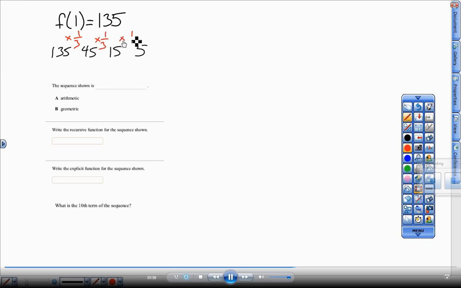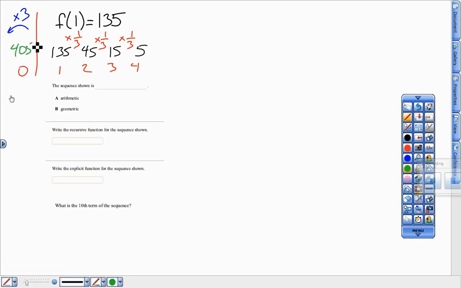If I was to go to the left, remember this is the first term. Second, third tells you it's the first term. Again, if none of this was here, it's assumed that's the first term always. If I go back to the 0 term, the opposite of timesing by 1/3 is timesing by 3. So that 0 term, 135 times 3, that gives me a big number, which is 405.